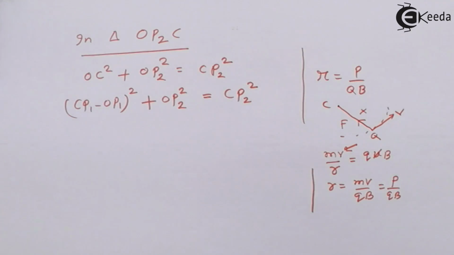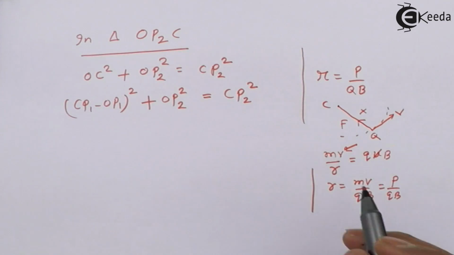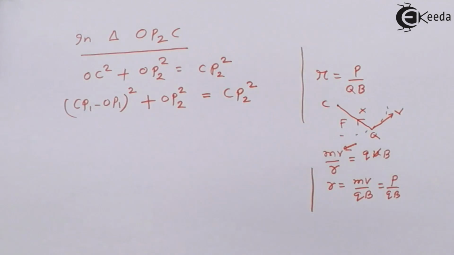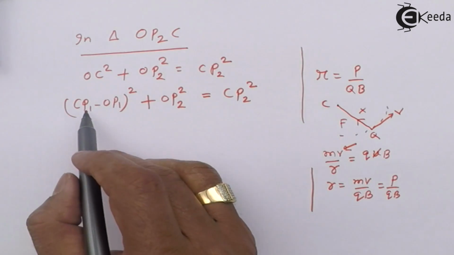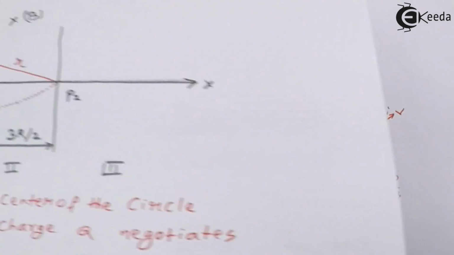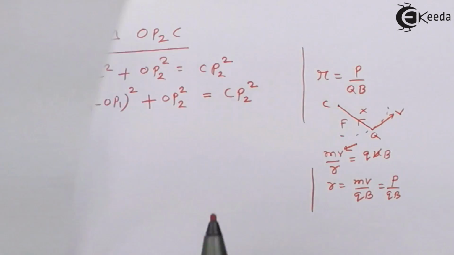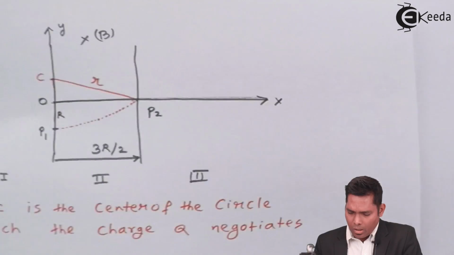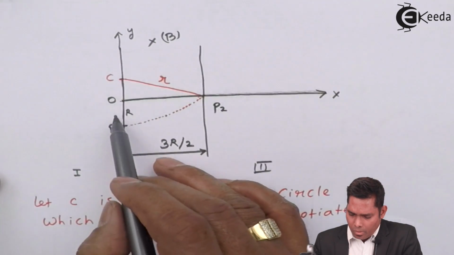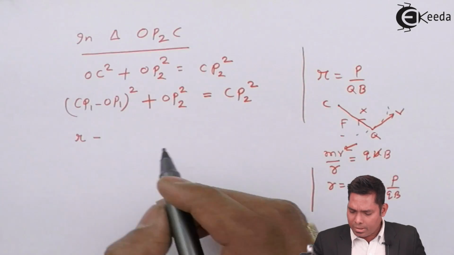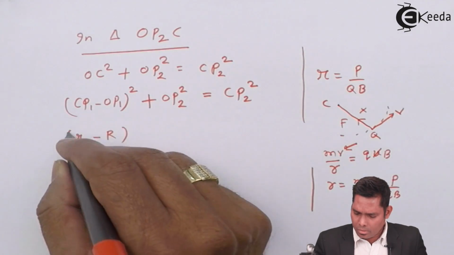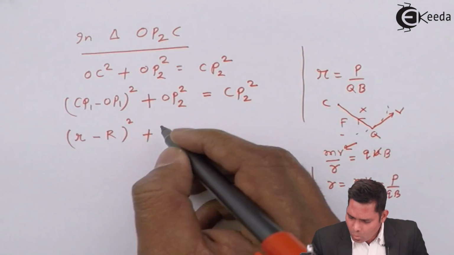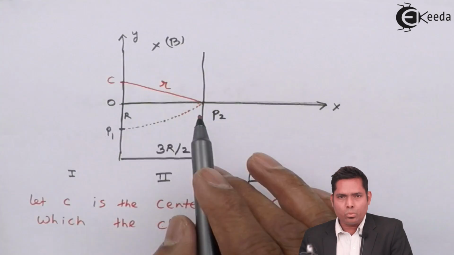This is the formula that we're going to use. Here the charge given is capital Q, so I'll replace this small q by capital Q. This is r, the radius of that circular path, and CP1 is what? Then we will now substitute the values. CP1 is the radius, so I'll write r only, minus OP1. OP1 is capital R, the square, plus OP2 square.